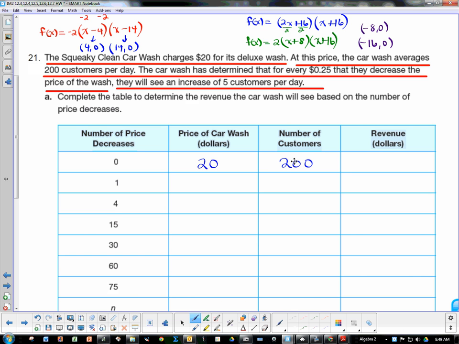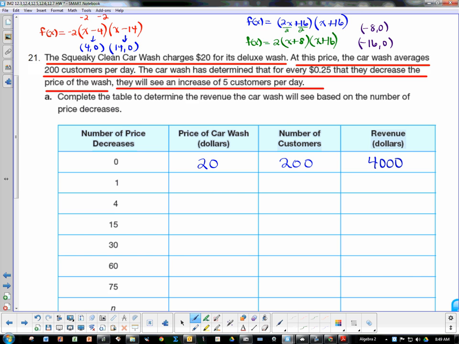Now, revenue. How do you find revenue? Folks, just think about this logically. If you're giving 200 customers a car wash at $20 per car wash, what do you do with these two? You multiply them, right? And when we multiply them, that's going to be 4,000.